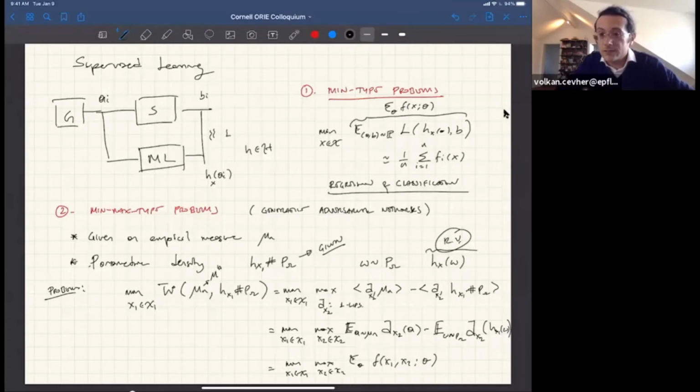x2 actually needs to be constrained as well, because what we need to do, which I swept under the carpet here, is choose it in such a way that d_x2 is 1-Lipschitz. Otherwise, the problems are not equivalent.